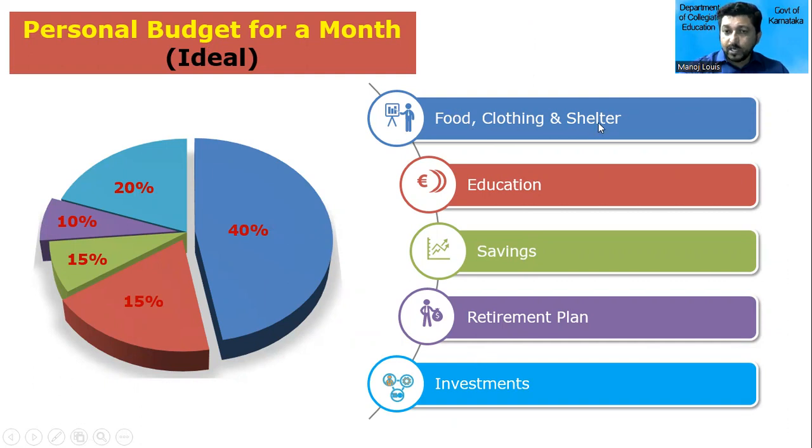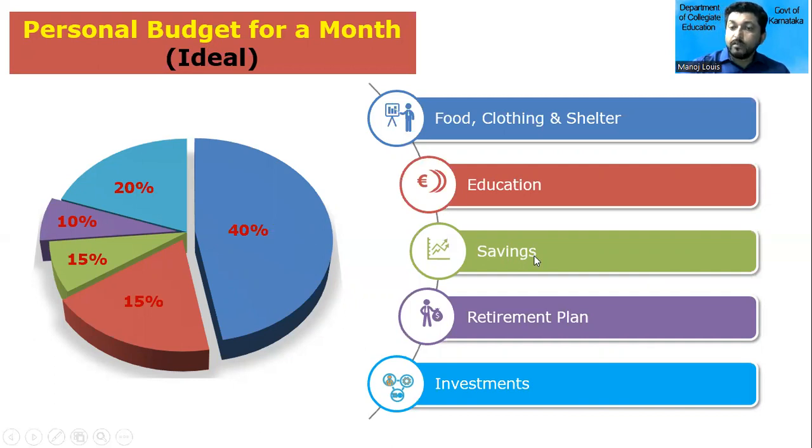Basically, food, clothing, and shelter. Then education, savings, retirement plan, and investments. Food, clothing, shelter, obviously for our day-to-day living. Education is very much required. We say the best investment is when you invest in yourself. So educate yourself well. Continue to complete your graduation, complete your post-graduation, go for your doctoral studies, your postdoctoral studies, you are not going to lose anything. Education will only add value to your life and to your family as well.